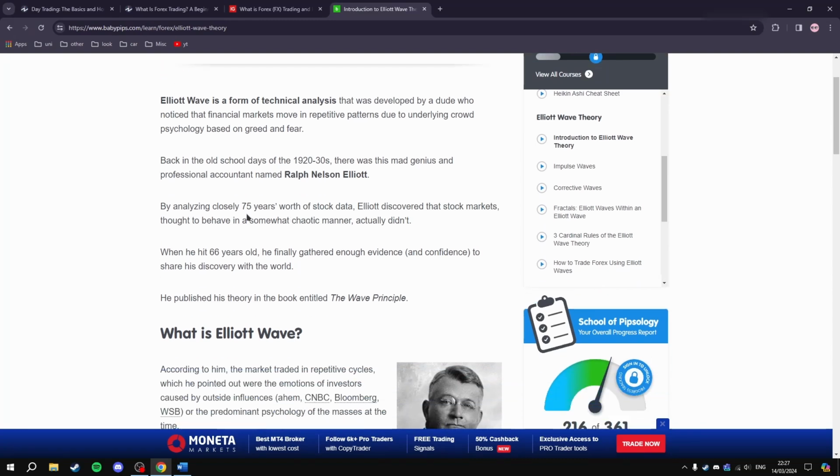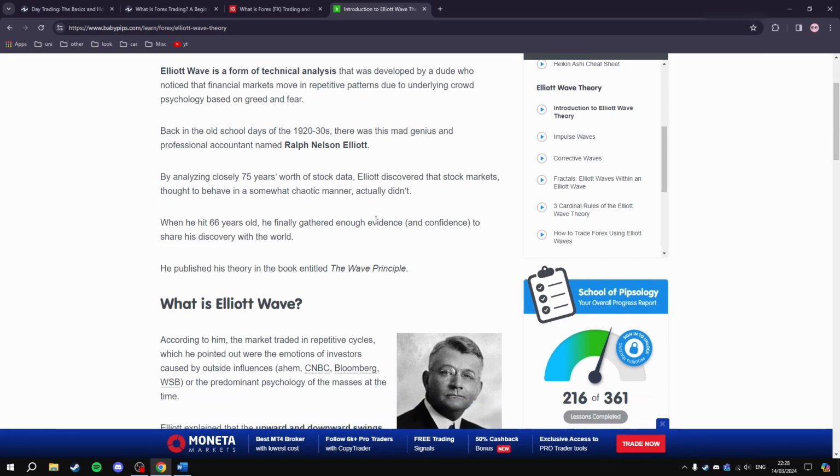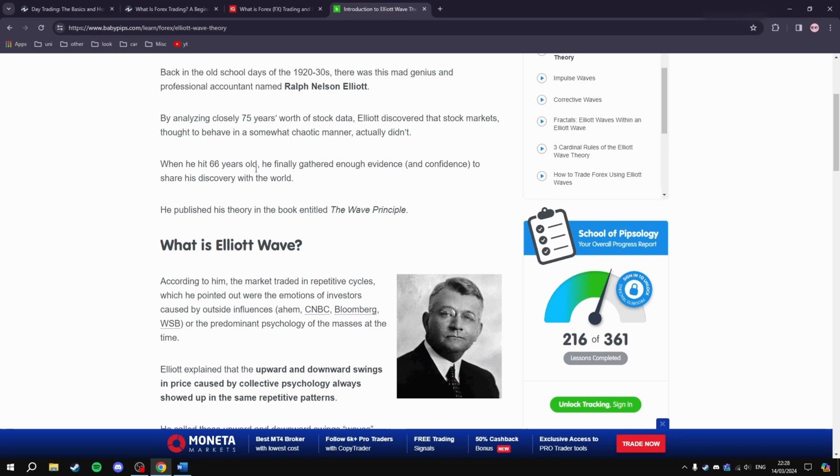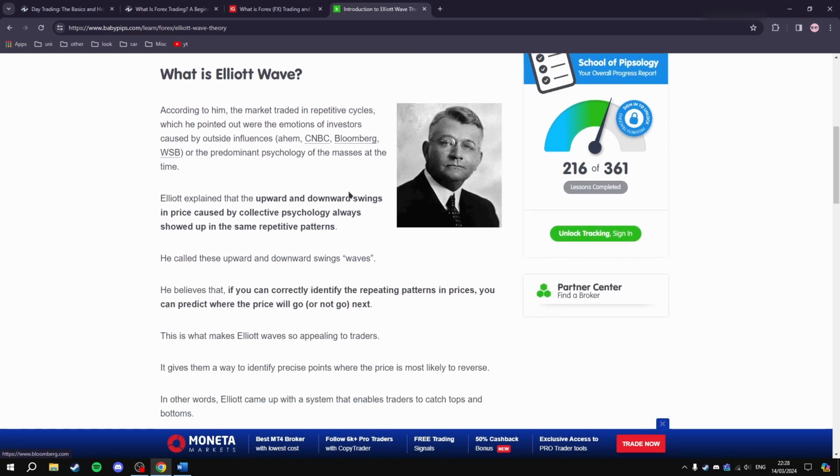By analyzing closely 75 years worth of stock data, Elliott discovered that stock markets thought to behave in a somewhat chaotic manner actually didn't. When he hit 66 years old, he finally gathered enough evidence and confidence to share his discovery with the world. He published his theory in the book entitled The Wave Principle.